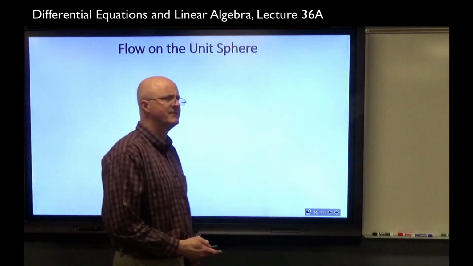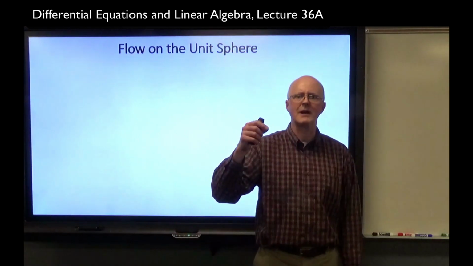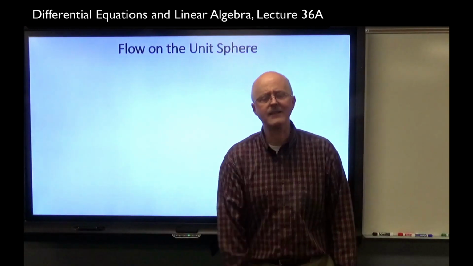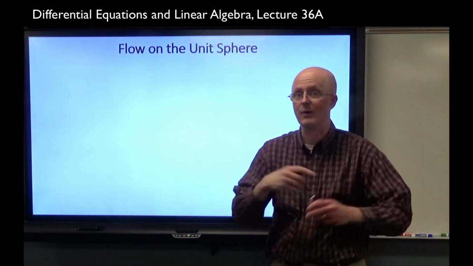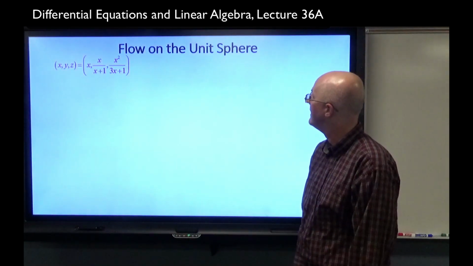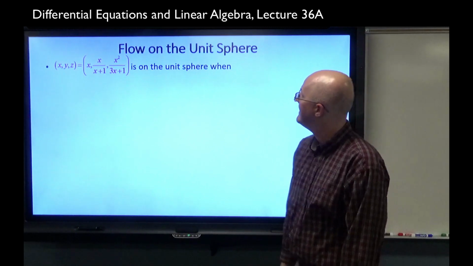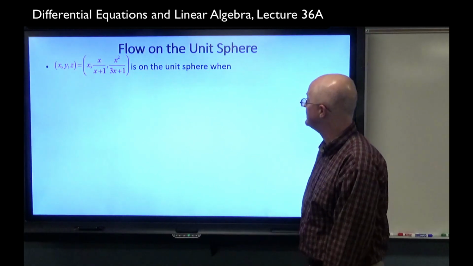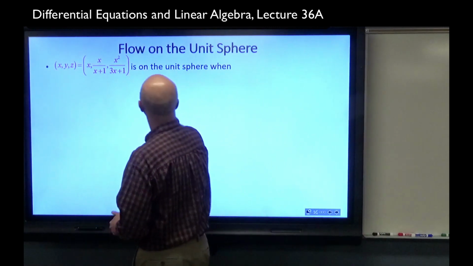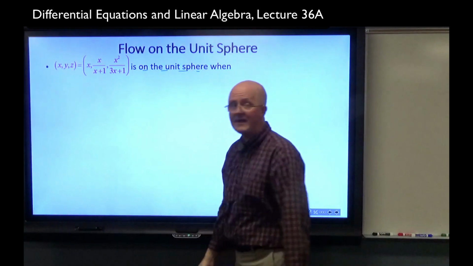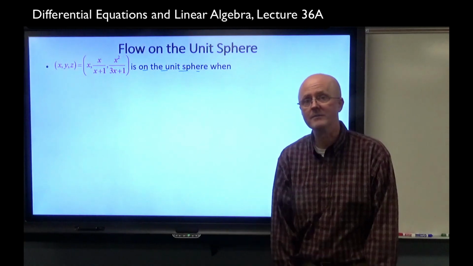So we got invariant spheres, and we got a curve of equilibria that might intersect the unit spheres, or the various spheres. We're going to look at the unit sphere here of radius 1. Yeah, let's do that. Let's look at the unit sphere of radius 1. This point is on the unit sphere when its distance to the origin is 1.